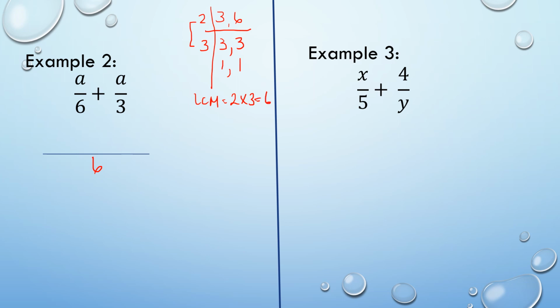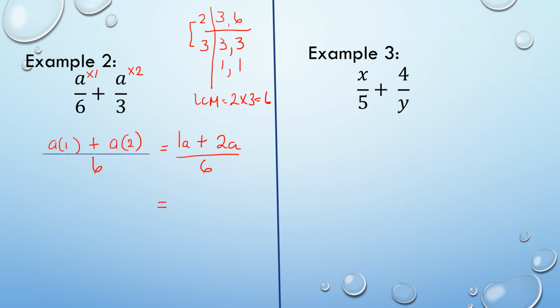Alright, let's come now to our algebraic fraction. So 6 into 6 is 1. So we're going to multiply a by 1. Multiplying the 1 by the numerator. So a by 1 plus 3 into 6 is 2. Multiply 2 by the numerator. So we're going to have a by 2. That's going to give us a times 1 is 1a plus a times 2. We're going to get 2a all over 6.